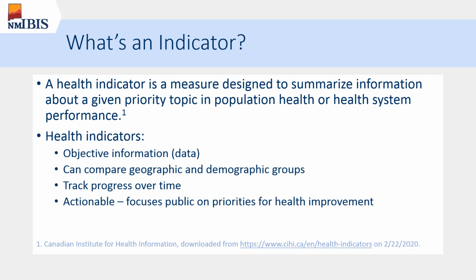So just to put indicators in context, a health indicator is a measure designed to summarize information about a given priority topic in population health or health system performance. Health indicators provide objective information, i.e. data. You can use it to compare geographic and demographic groups, to track progress over time, and they should imply some kind of action. So what are things that need attention that we can use public health practices to address?